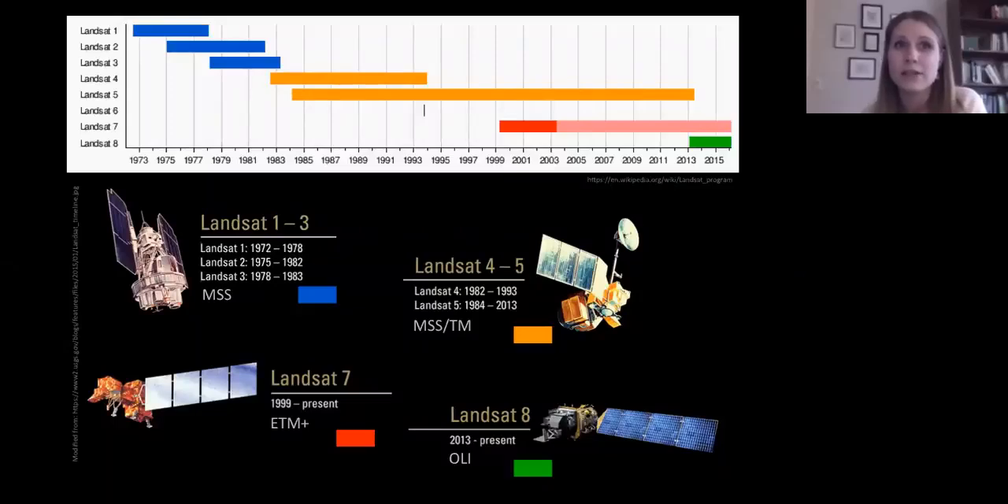Early Landsat satellites carried what was known as the multispectral scanner, or MSS instrument, which has a coarser resolution and fewer spectral bands than the more modern TM, ETM+, and OLI instruments. Most of the analysis that I'll be showing in this presentation uses data from the later Landsats, although there are efforts to better integrate MSS data going forward.